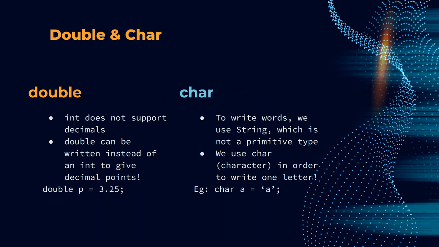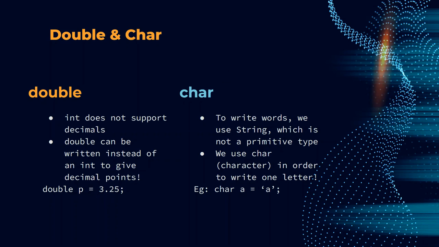So the reason double can hold decimals and ints can't is because doubles have more space and more bits compared to int. So let's look at this example. Double p equal to 3.25 semicolon. So we have a variable p, and the primitive type is double because it's right before the p variable, and its numerical value is 3.25, as we can see with the equal sign. So the equal sign allows the double p to have a value of 3.25.